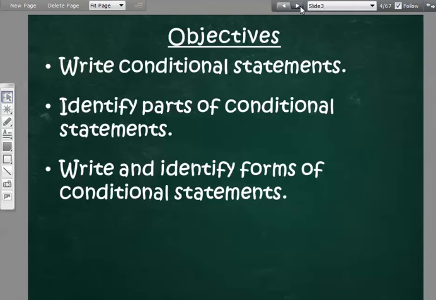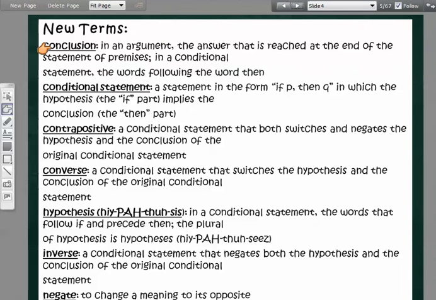The objectives of this lesson are to write conditional statements, identify parts of conditional statements, and write and identify forms of conditional statements. So here in Unit 2 you're going to think, this isn't very much math, but it's going to be, I promise. Here are some new terms that we're going to be going over.